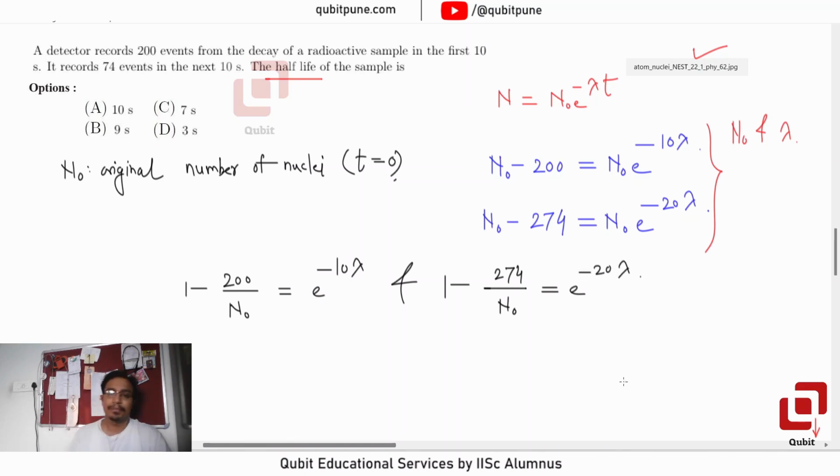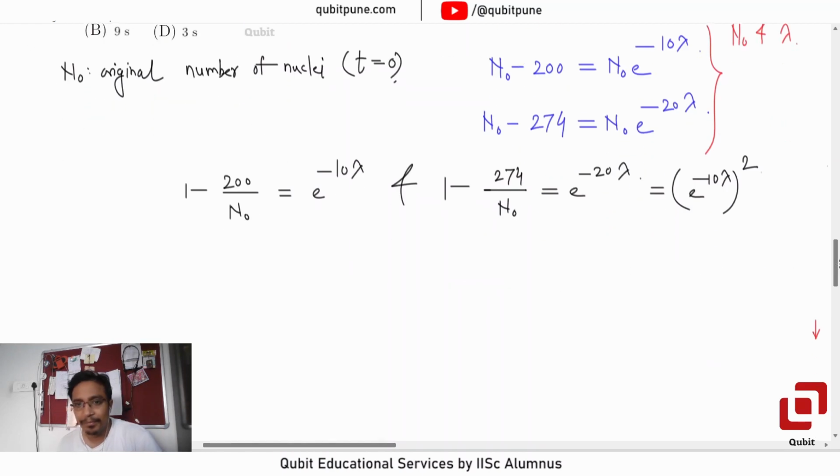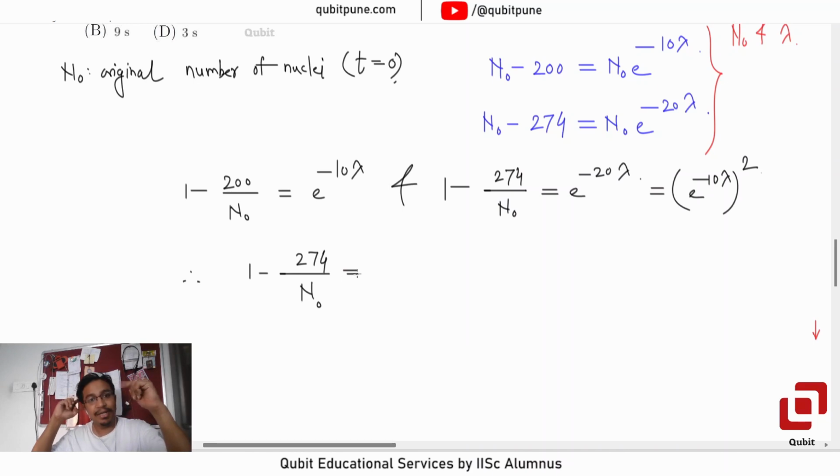Now observe that e raised to negative 20 lambda is e raised to negative 10 lambda raised to 2. Correct? So 1 minus 274 upon n0, which is e raised to negative 10 lambda squared, can be written as 1 minus 200 upon n0 squared. Have you understood this step?